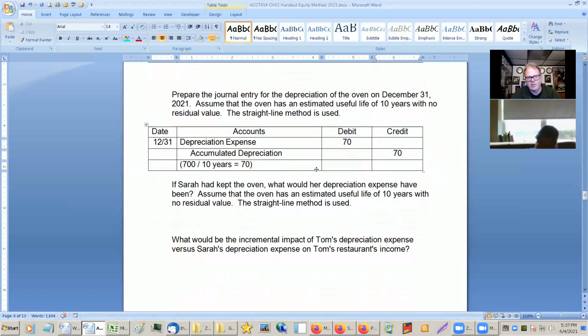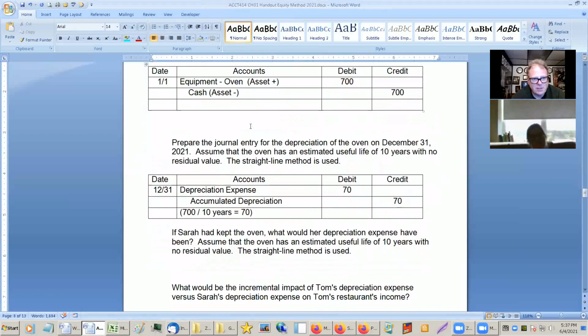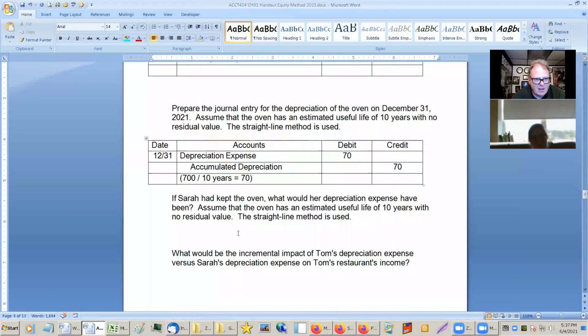So this is just normal business right now. Tom bought the oven, and Tom has to depreciate it. Now, if Sarah had kept the oven, what would the depreciation have been? It would have been $46 a year. Yep. So if she had kept it, it would be $460.